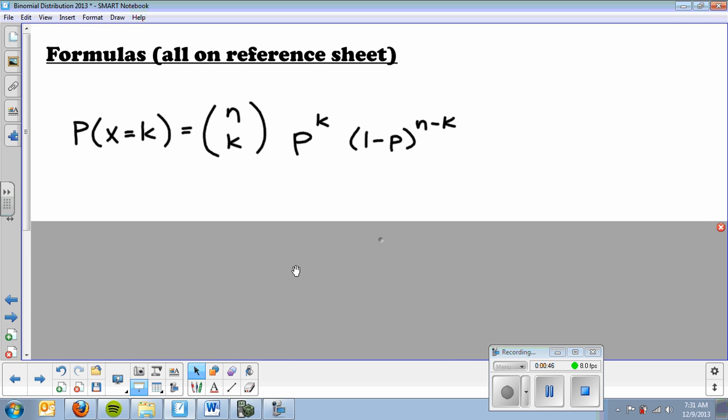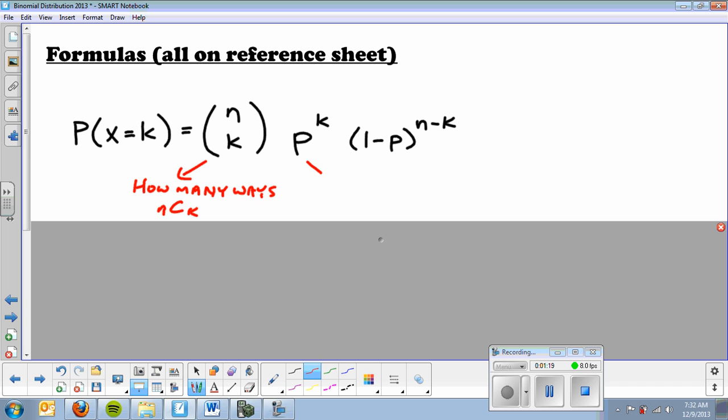Okay, here's the first formula, and again, these are all on your reference sheet. Now, this looks a little confusing, but it's not too bad. I'm going to walk you through it. The first part says the probability that x equals k is equal to n choose k. This is how many ways a certain outcome can happen, and it's basically n choose k. We know that as nCr in our calculator, but it's the same thing.